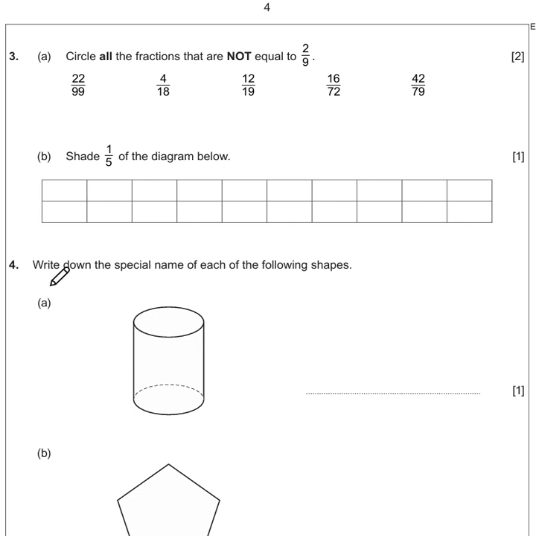Question 3 is asking us to circle all the fractions that are not equal to 2 over 9. Okay, so equivalent fractions. The easiest way to do this on a calculator paper is, so our first fraction is 22 over 99, isn't it?